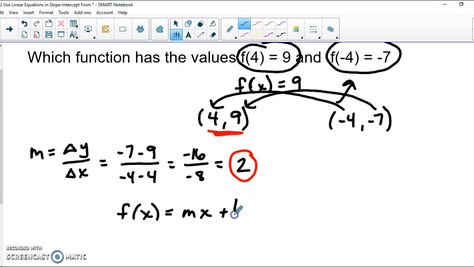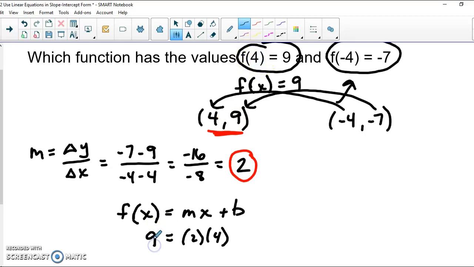So I'm still using my y equals mx plus b form, but I'm going to write it using function notation. So f of x takes the place of y. So f of x equals mx plus b. So I'm going to put 2 in here for m. My x value is 4. My y value is 9. This is what my whole function equals when x is 4.